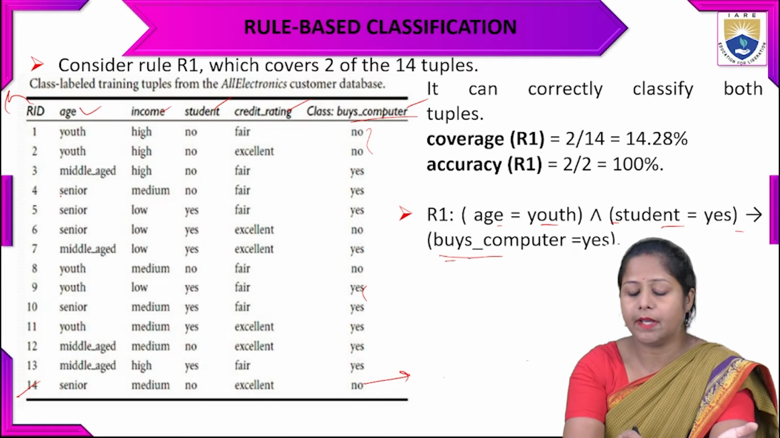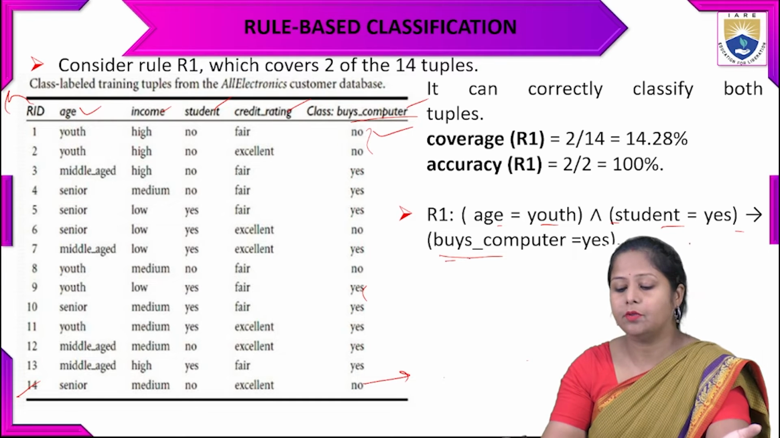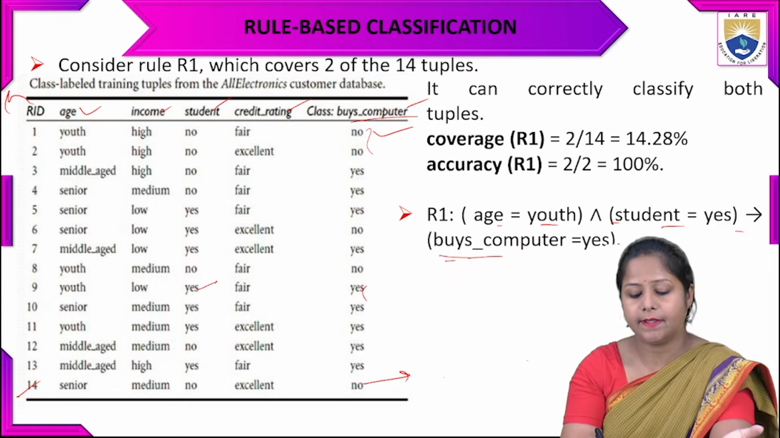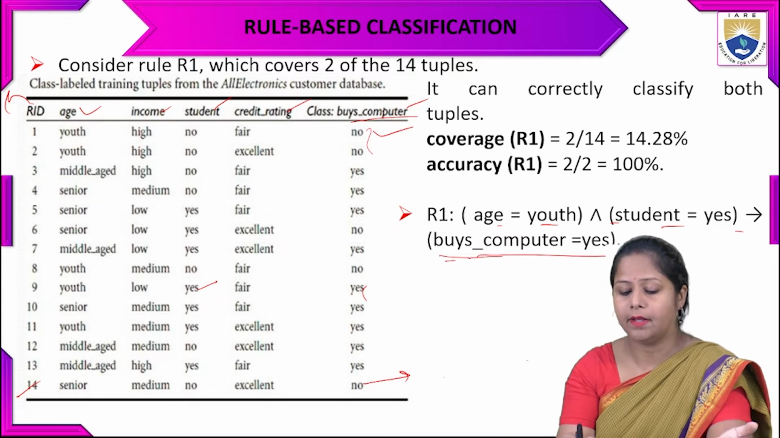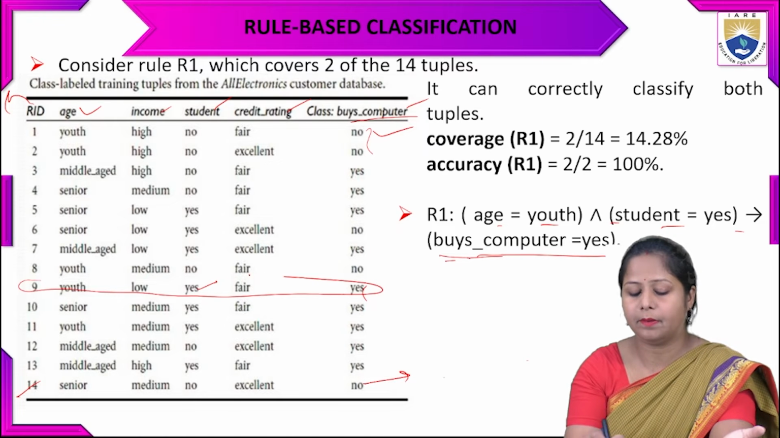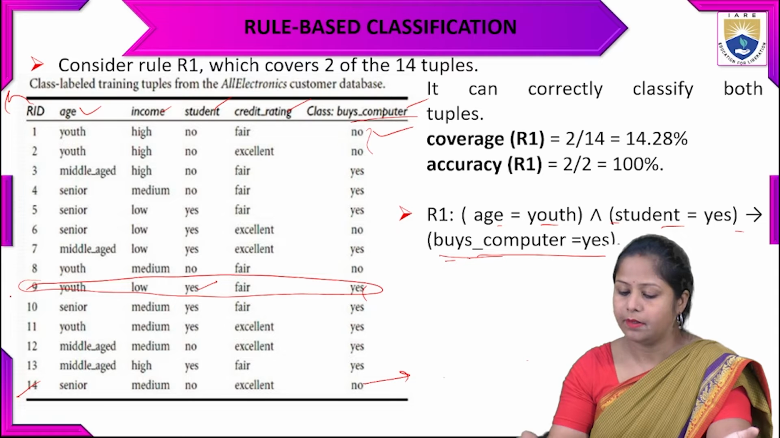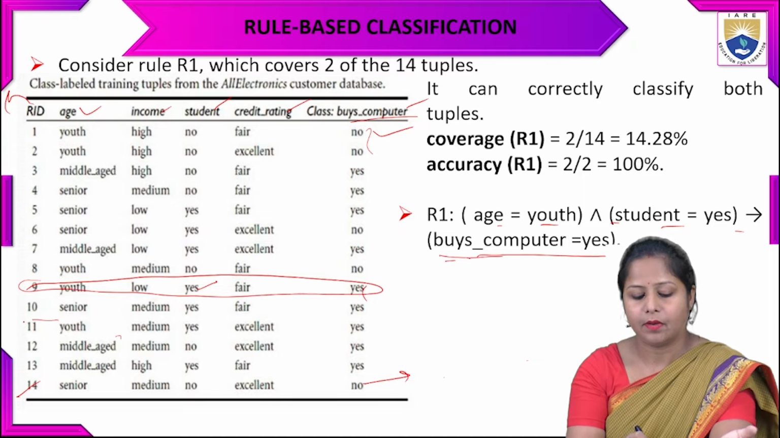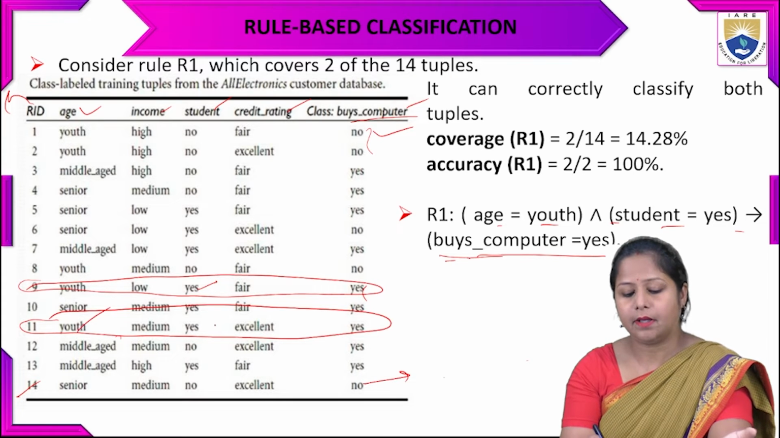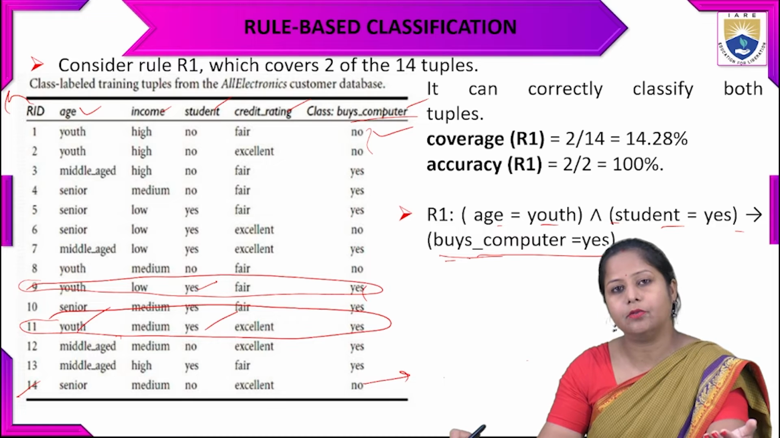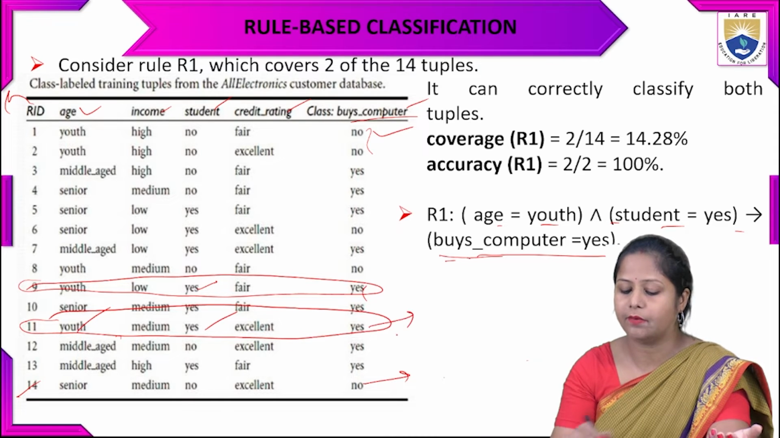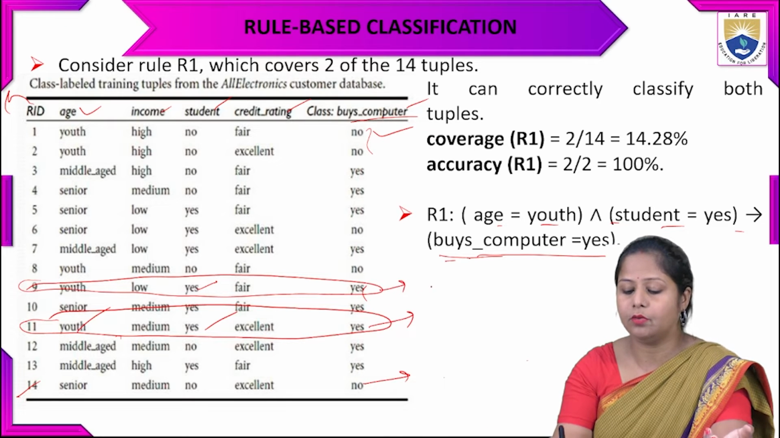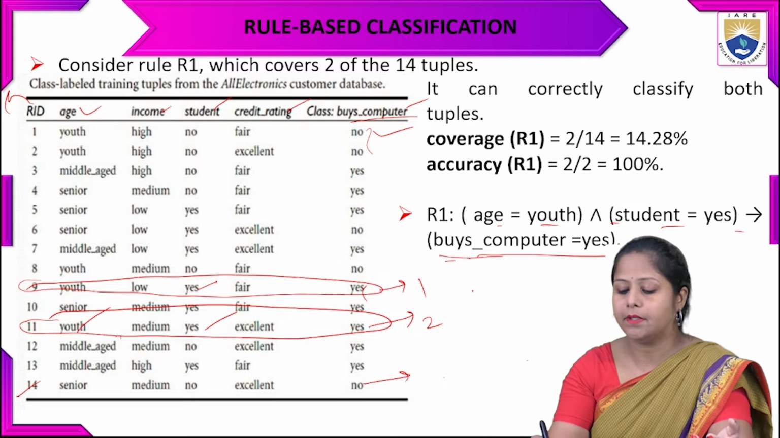Let's see where this rule comes from, only two of the tuples. We see that age is equal to youth, student is also there, student is yes, and that is going to classify as yes. So we check whether age is equal to youth and student is yes, and that information classifies as buys computer, that is, the person is going to buy the computer. So those two tuples are covered by this rule.